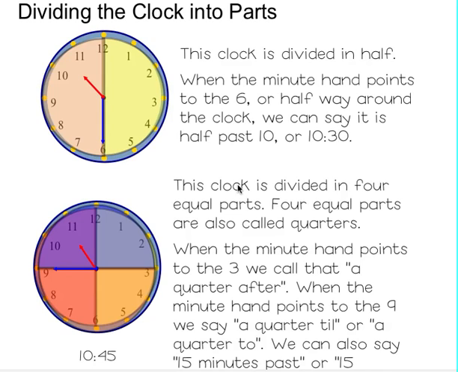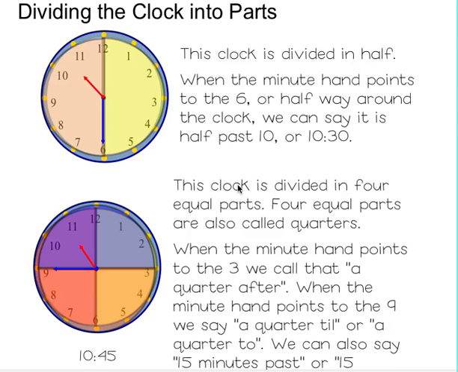When the minute hand is pointing at the 6 and the hour hand is pointing between the 10 and 11, like it is on this clock, we can say that it is half past 10, or we can say that it is 10:30. Let's look at the clock on the bottom.